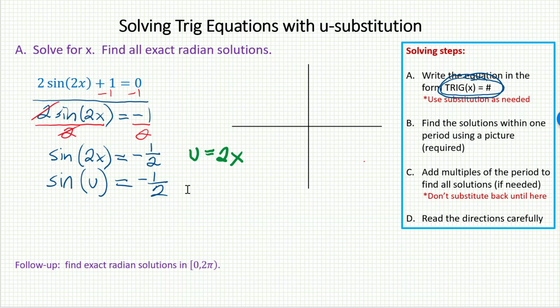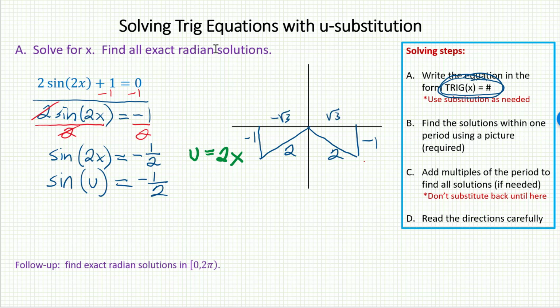I can move on to step B now, finding all the solutions within one period. Let's see, all students take calculus. Sine is positive in the first two quadrants. Sine is negative in quadrants 3 and 4. So I'll be drawing a reference triangle picture here and a similar symmetric reference triangle in quadrant 4. Sine is opposite over hypotenuse, and I'm supposed to recognize this as a special triangle. It has to be a special triangle. We're giving exact answers. It is, of course, the 30, 60, 90 triangle.